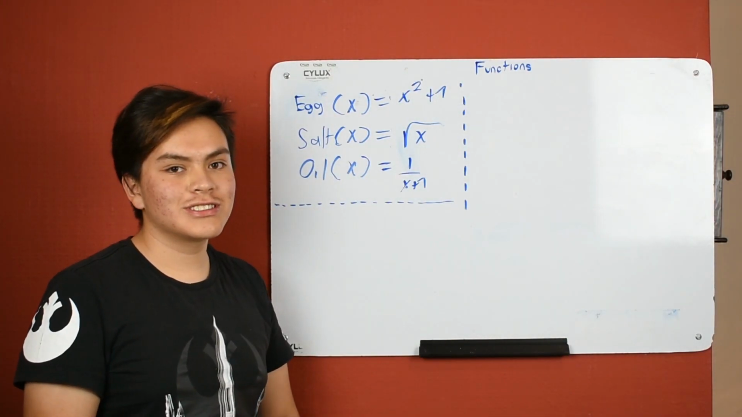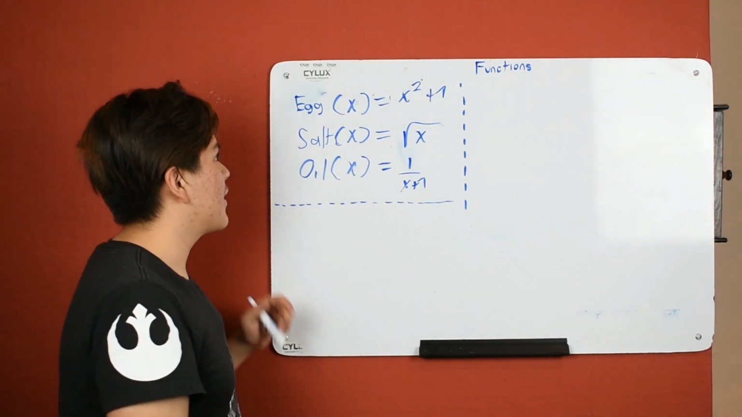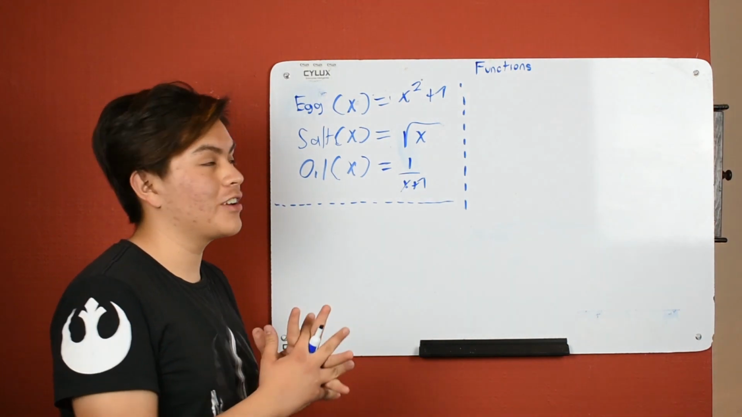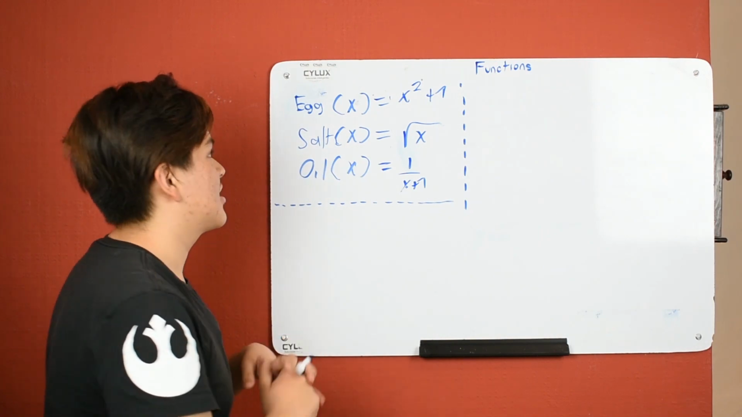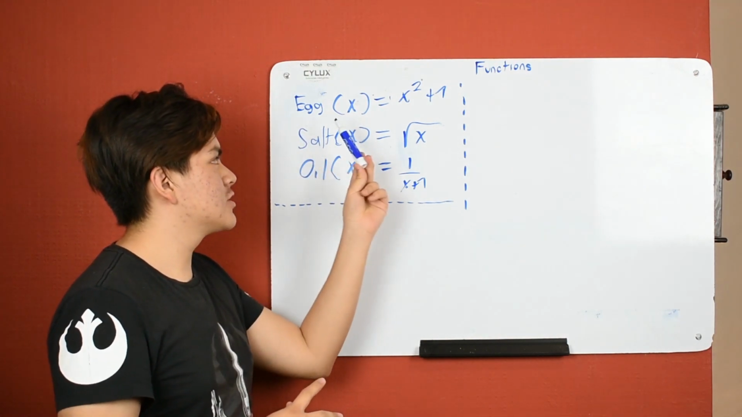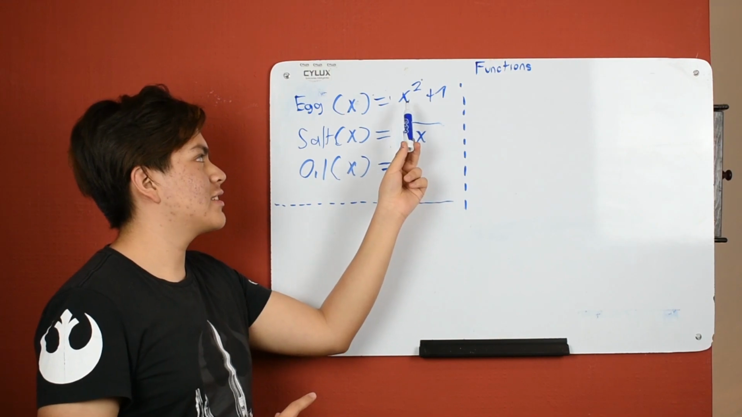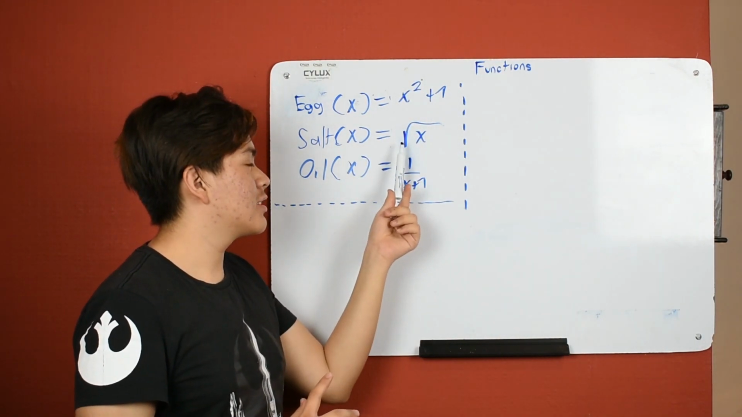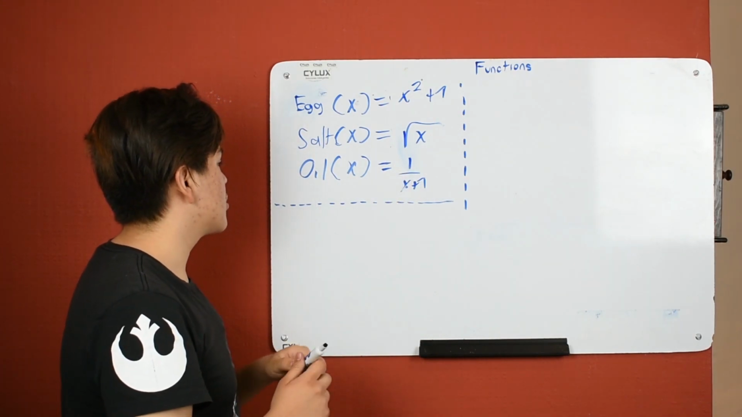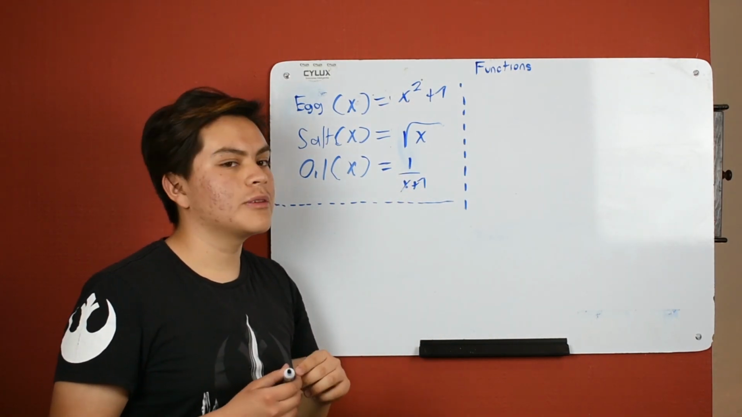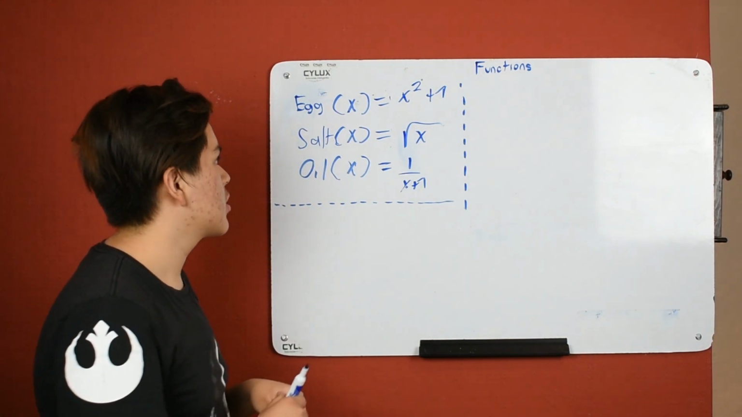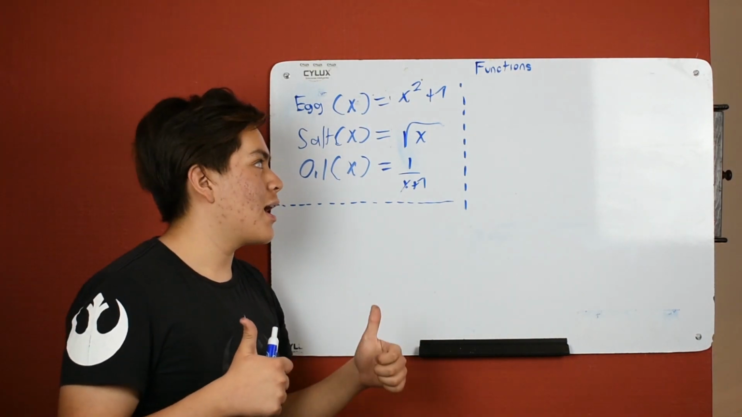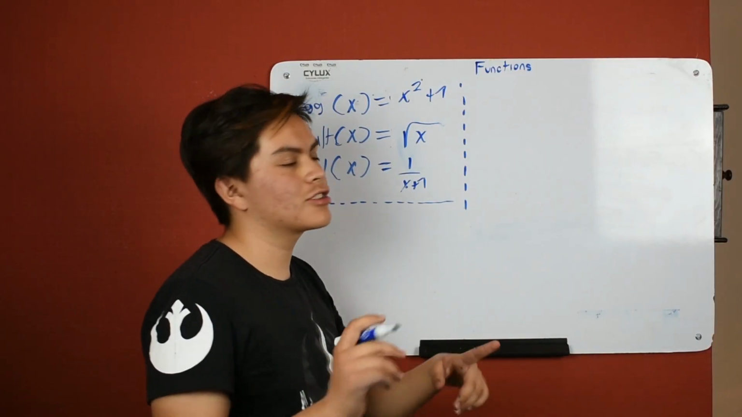Let's try another function exercise. So we have the function of egg, the function of salt, and the function of oil. First, the function of egg is x squared plus 1. The function of salt is the square root of x, and the function of oil is 1 divided by x plus 1. So, in order to make a yummy egg, let's combine them.